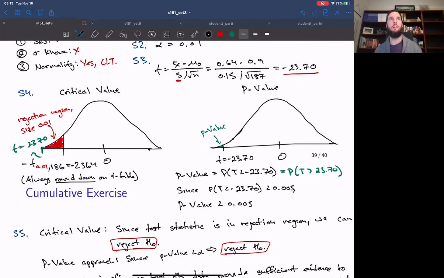Sorry, the question was, are we going to get doc marks if we have assumptions at the beginning instead of the second step? No. Any questions about the test? Can I ask my question verbally? Yeah.